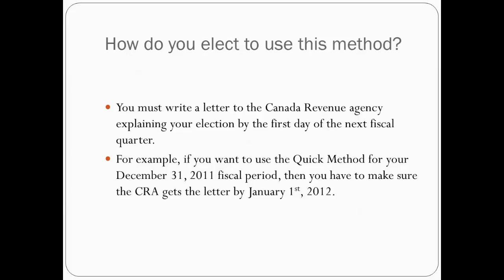by January 1st, 2012. A simple rule of thumb for most small business owners is that if you want to use the quick method of accounting for the entire year, I would highly recommend making sure the Canada Revenue Agency gets the letter by the 28th of the year you want to use it for.